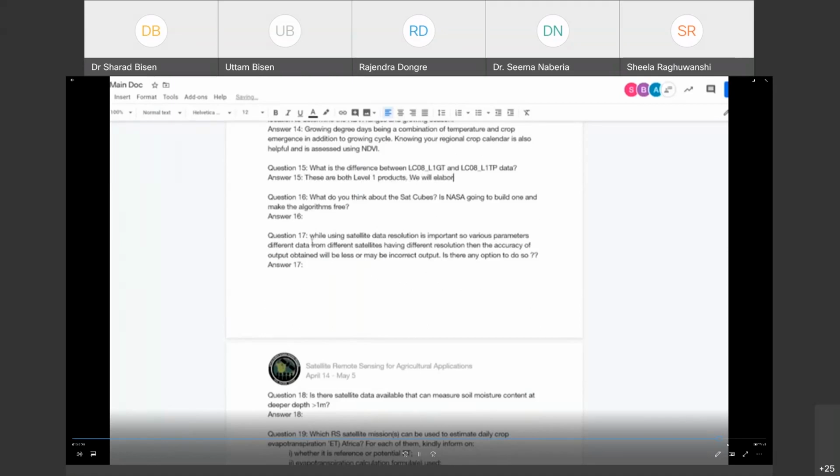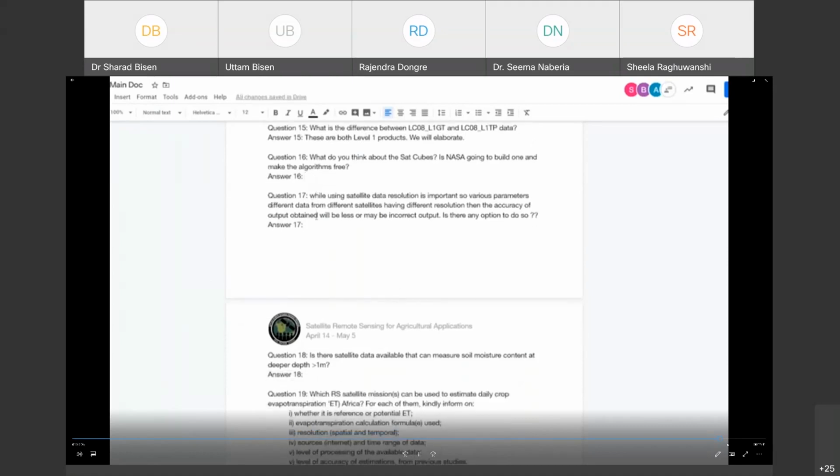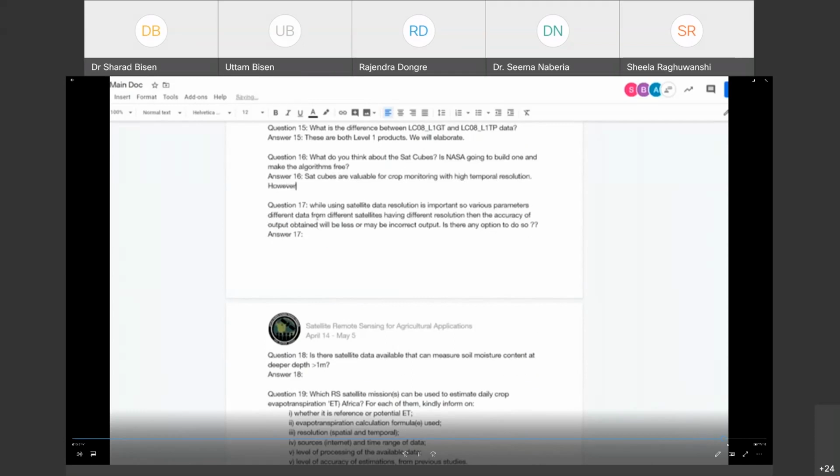Question 16, what do you think about SmallSat cubes? Is NASA going to build one and make the algorithms free? So SmallSat cubes are incredibly valuable for crop monitoring, with the high spatial resolution and the high temporal resolution. These are invaluable to accurate crop monitoring at a timely scale. The downside, of course, is they're commercial, so there's usually cost involved.